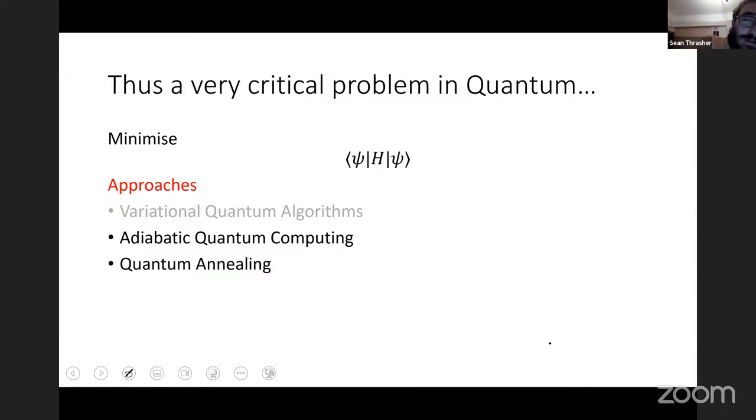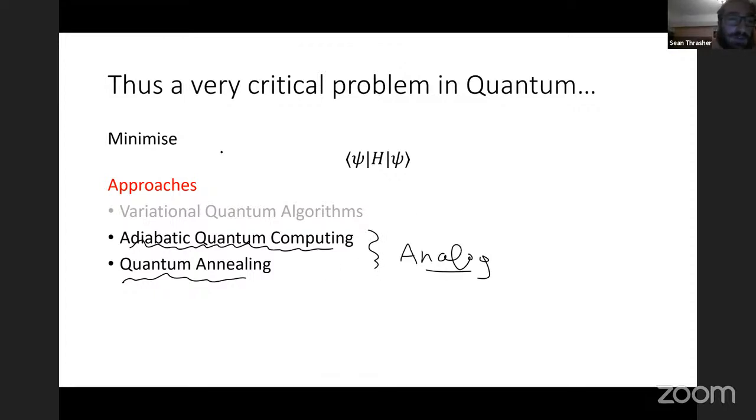I'm going to focus on approaching it from an adiabatic quantum computing perspective and a quantum annealing perspective, because these are analog. There are also, if you're interested, variational quantum algorithms, which is another really nice and broad class of algorithms that are also very NISQ friendly.